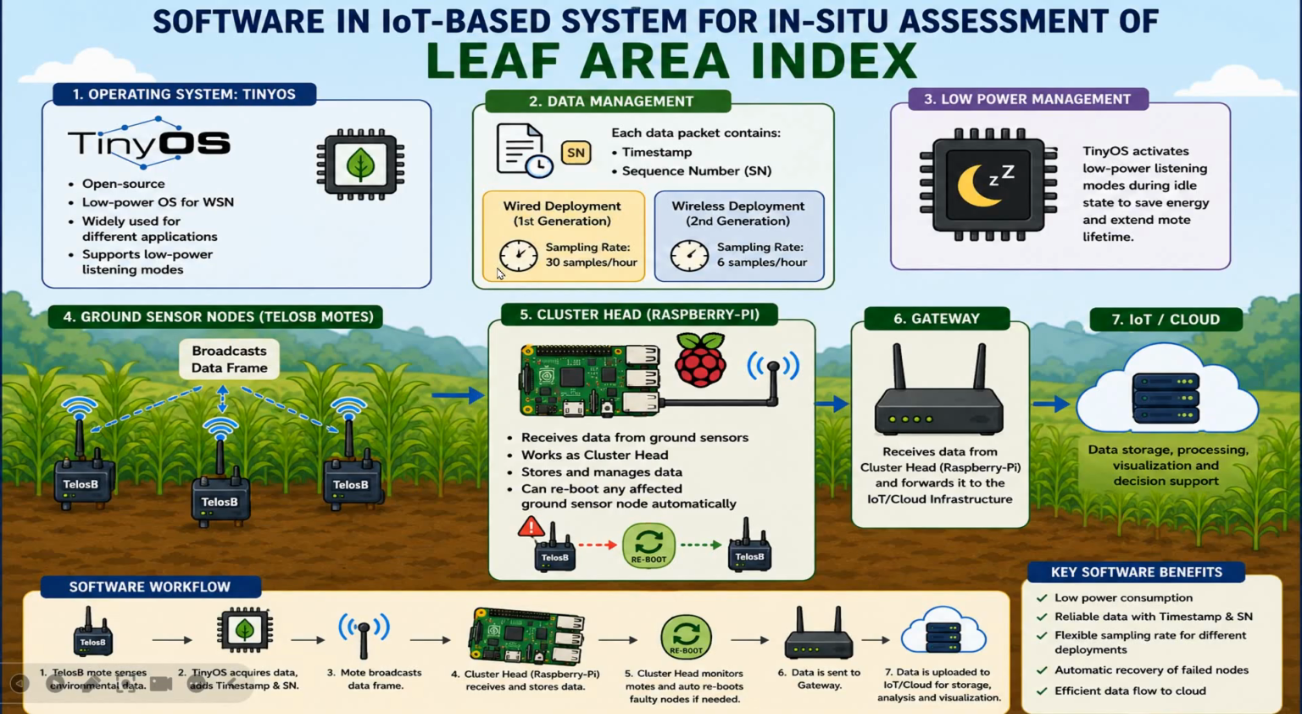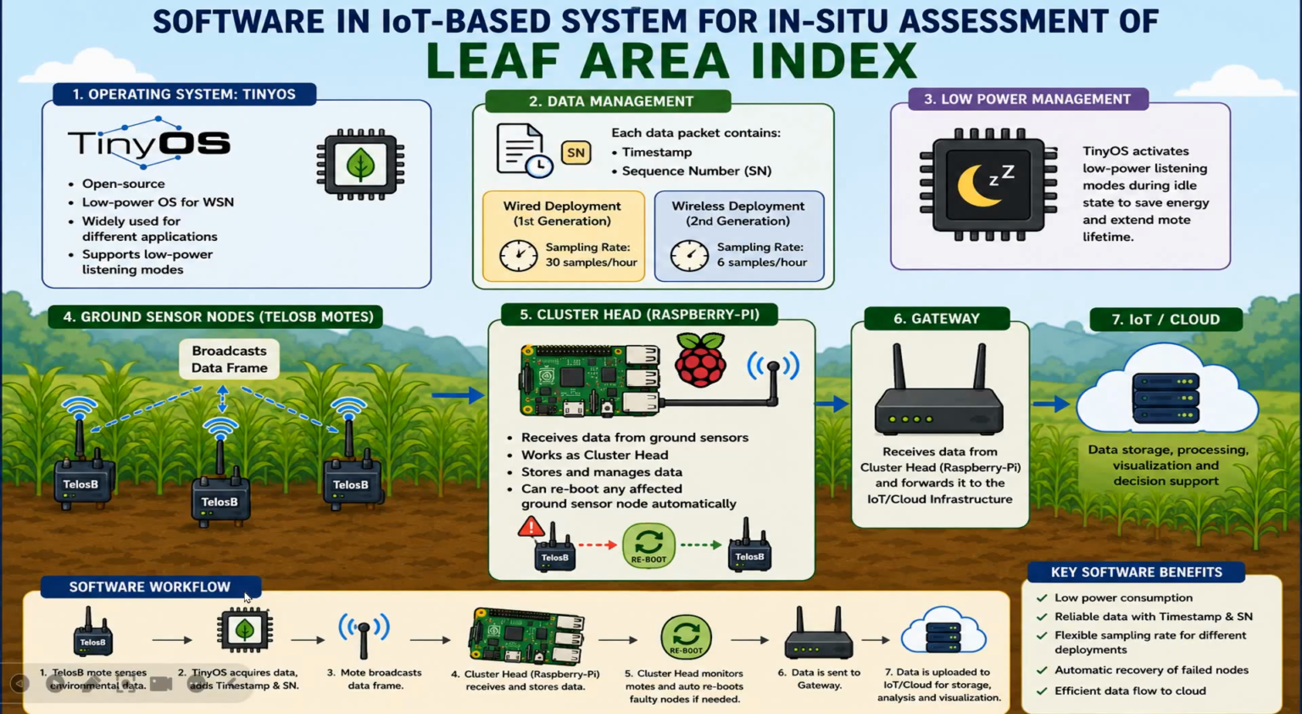In the first generation wired deployment, the sensor collects data at the rate of 30 samples per hour because power and communication resources are readily available. In the second generation wireless deployment, it uses only 6 samples per hour to reduce the energy consumption and extend the battery life. One of the key features of TinyOS is its low power listening mode. When a sensor node is not actively sensing or transmitting data, TinyOS automatically switches it into a sleep state, which significantly reduces the power consumption and increases the operational lifetime of the sensor nodes.